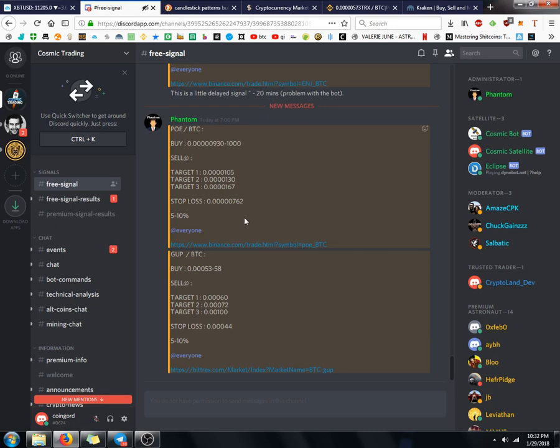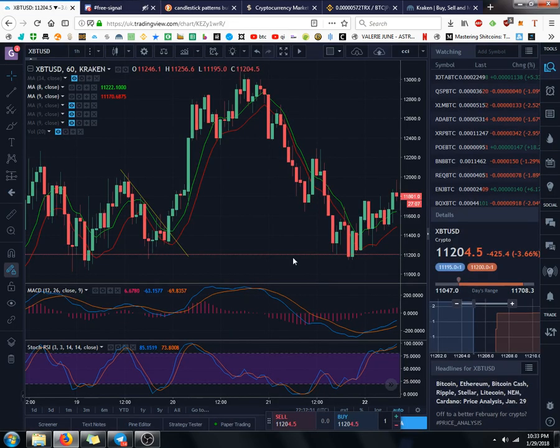Then you can set stop losses. I don't really use stop losses at the moment because crypto is always going to go up over time. If you lose a trade and don't cash out, just leave it for a while and the coins are going to go back up. But it is safe practice to just do stop losses.